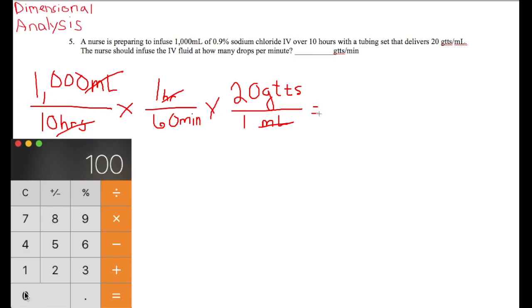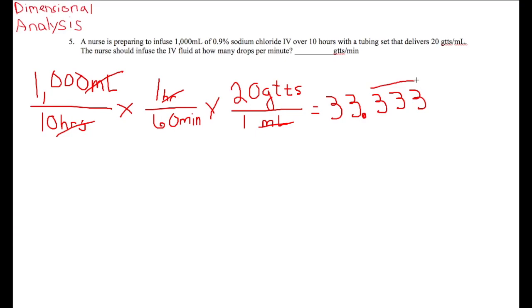So to punch this in the calculator, we have 1,000 times 1 times 20 divided by 10 divided by 60 divided by 1. And what we end up with is 33.333 repeating drops per minute.